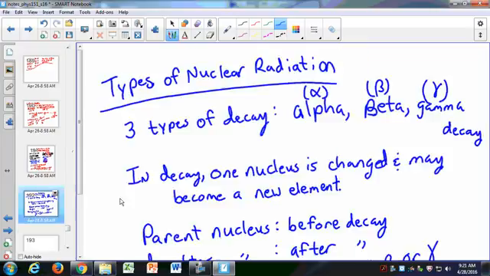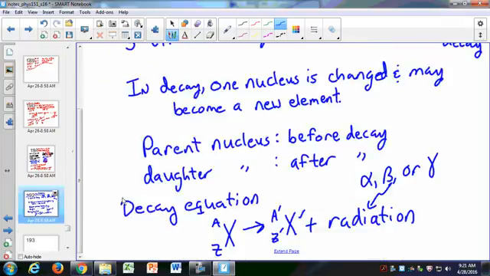Last time we left off with the types. I've just shown you the basic form for the equation. And so today we're going to go through the different types of decay. I list them here. We can have alpha, beta, or gamma decay.